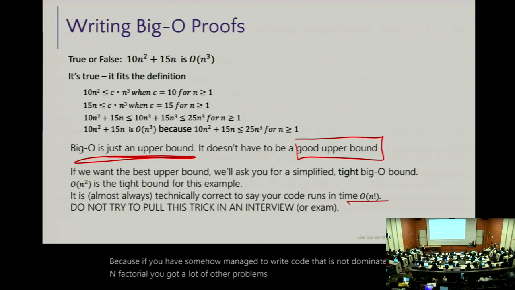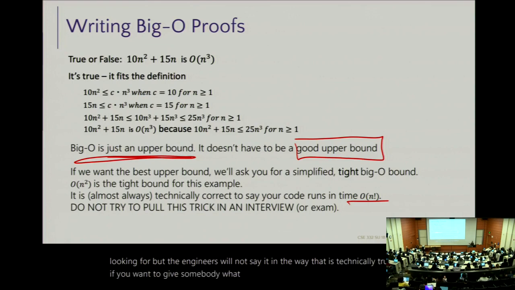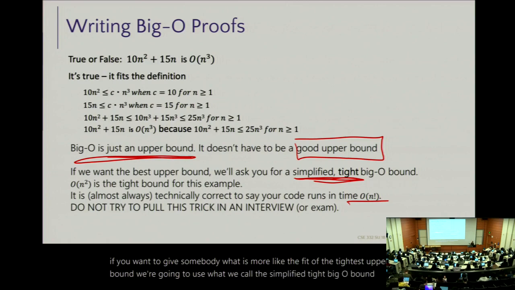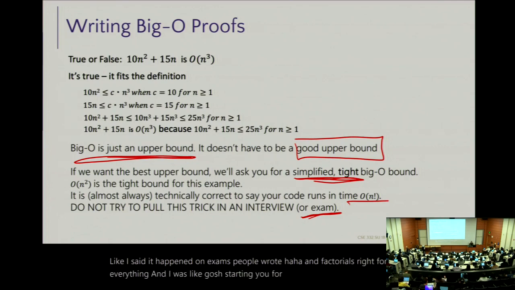This is not the answer they're looking for, but the engineers will not say it in the way that is technically true. So if you want to give somebody the fit, the tightest upper bound, we're going to use what we call the simplified tight big O bound. That is the complexity class that is as close as possible to the upper limit of the growth rate. Like I said, it happened on exams. People wrote, haha, n factorial is right for everything. And I was like, gosh darn you for being technically correct. And now I had to put the slide in here.